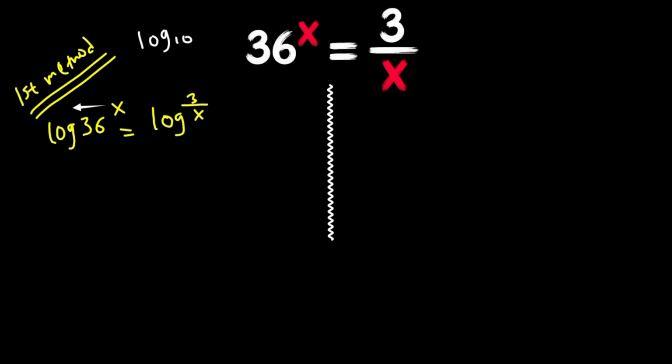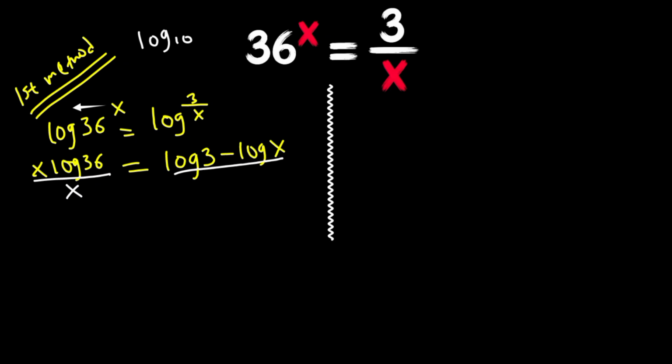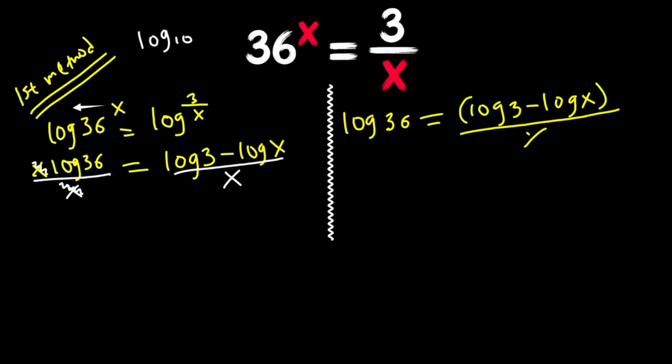So we know that x comes behind. Then it gives us x log 36, and that equals, according to the law of logarithm, we can write this as log 3 minus log x. Next, we divide both sides by x, therefore this cancels out, and then we'll be left with log 36 equals, let's put this in brackets, log 3 minus log x, and that divided by x.